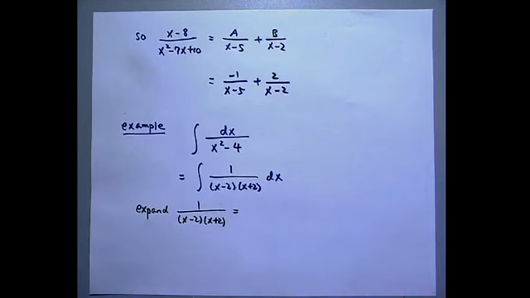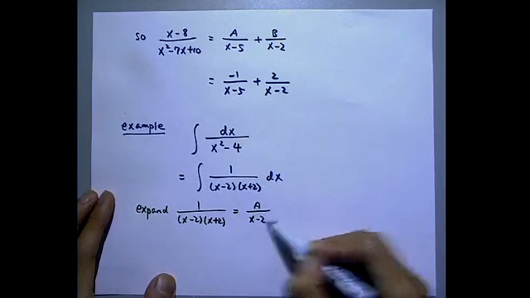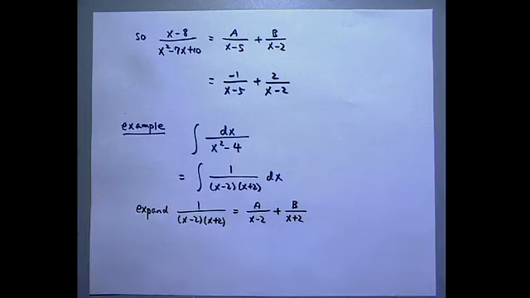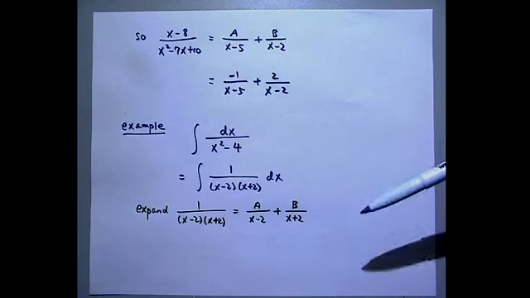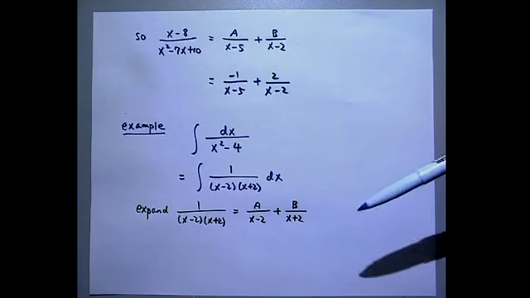And what do we want this to turn into? Look at the last example. What do we want this to turn into? Good. A over x minus 2 plus b over x plus 2. And again, a and b are constants to be determined. Okay, now I want you to take 3 minutes, follow the same procedures we did in the last example, and find out a and b. And while you do that, I'm going to mess with my microphone.